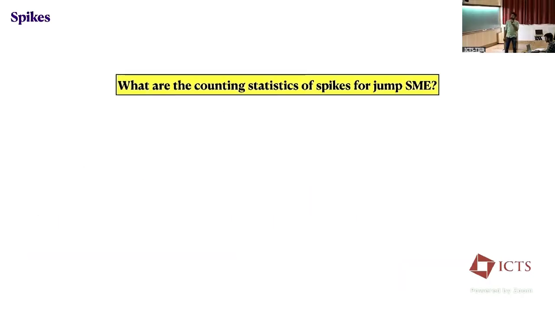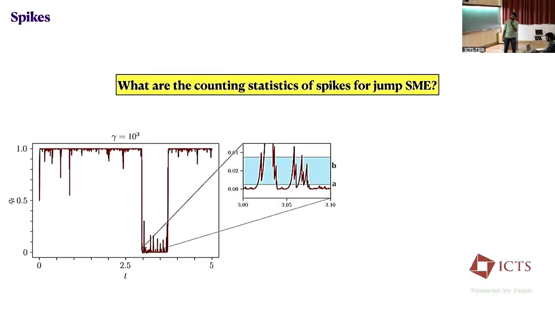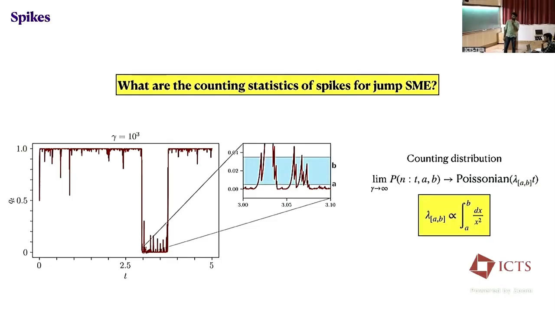So the question that we are asking is, what are the counting statistics of spikes for jump stochastic master equations? And how you would go about counting them is essentially you have these trajectories. You put a certain box and you count the number of maxima that come in that particular box. And what you'd see is that as gamma tends to infinity, the distribution of this particular process is Poissonian with a parameter lambda t, where lambda is proportional to the integral of 1 by x squared given by the limits of this box. And this particular law is independent of the underlying physical model which gives rise to your stochastic master equation.